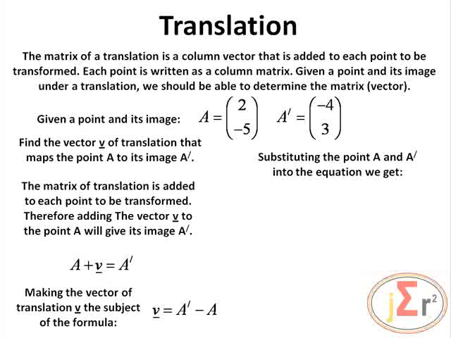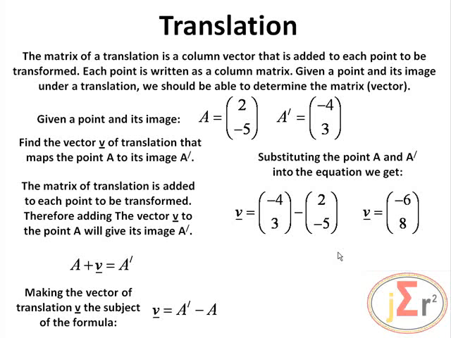Substituting the point A and A prime into the equation, this is what we'll have. Of course, V is equal to A prime minus A. That is what we have derived from the original situation that says the point is to be added to the vector in order that we might get the image A prime. So we are transposing this. So V is equal to A prime minus A, and that is what we are going to do right now. We have A prime right here and we have A right there. So we are going to have (-4, 3) minus (2, -5). That's our vector.